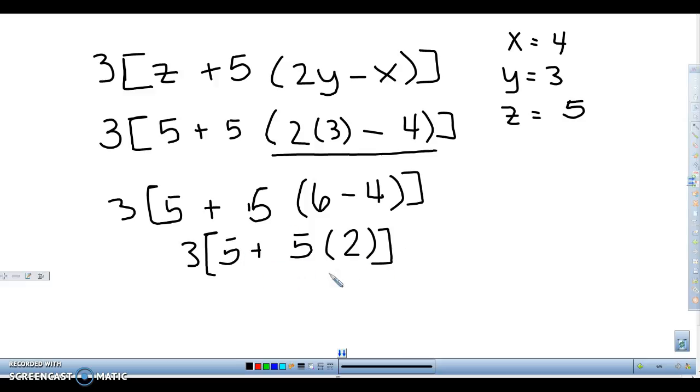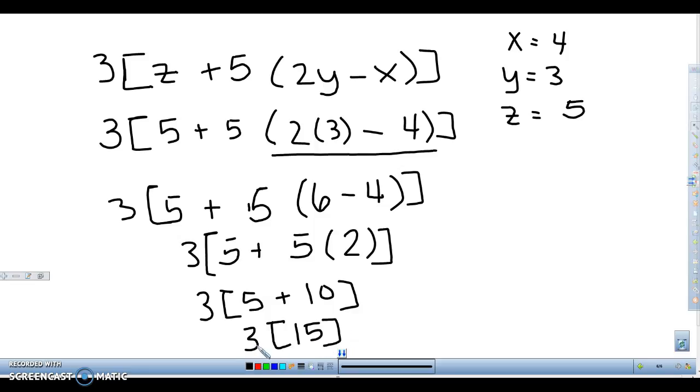And now I'm going to start working inside the brackets. I have addition and I have multiplication. According to PEMDAS, multiplication should come first. So 5 times 2 is 10. Now I can do that addition part. 5 plus 10 is 15. The last thing, I have this 3 times my brackets, 15. 3 times 15 is, you guessed it, 45. And that is my final answer.